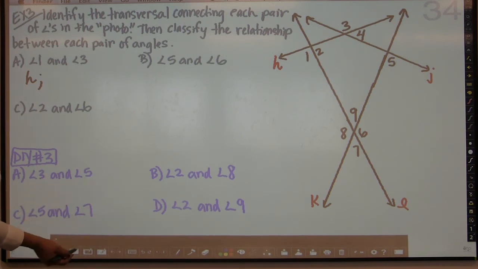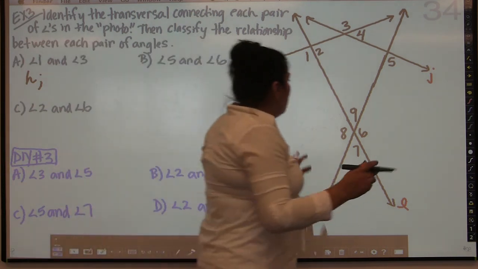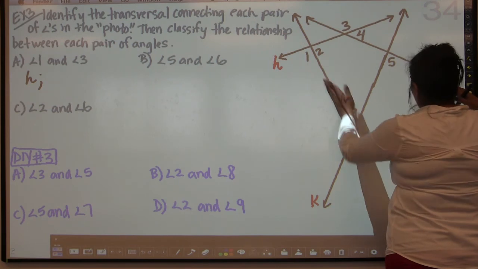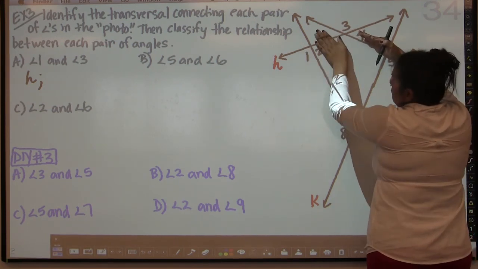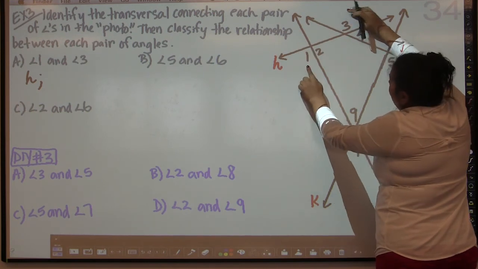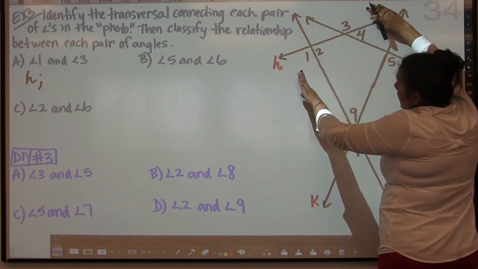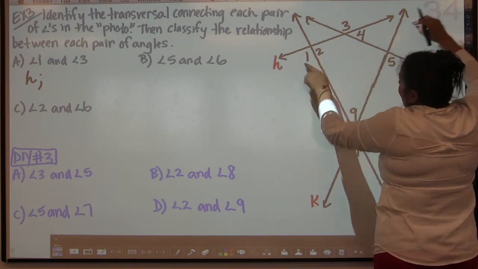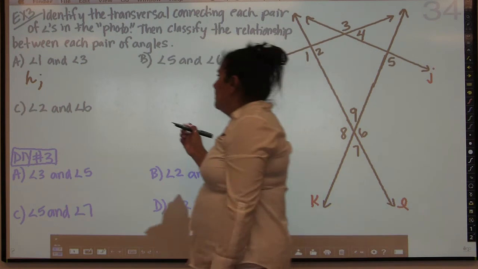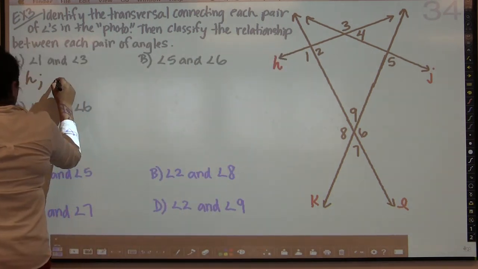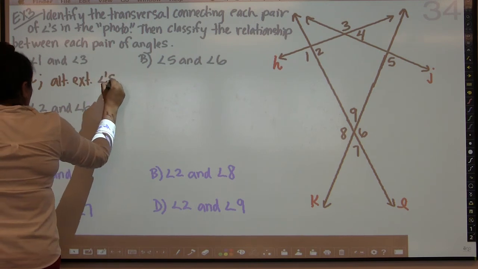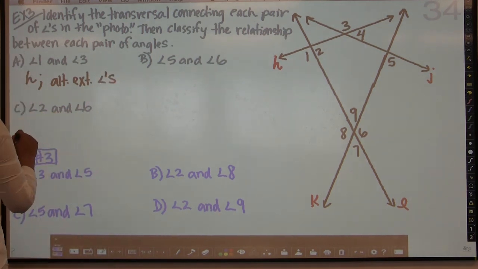And then I have to classify the angles. If I ignore the rest of the diagram for a second, I'm only looking at line L and line J like this. So this is the interior, and this over here is exterior, and this is exterior. Angle 1 and angle 3 are on the exterior, and this is the transversal, and 3 and 1 are on opposite sides of the transversal. So it would be alternate exterior angles for part A.